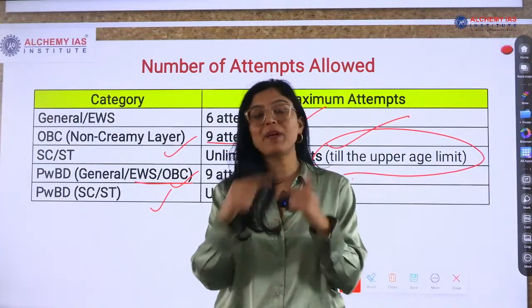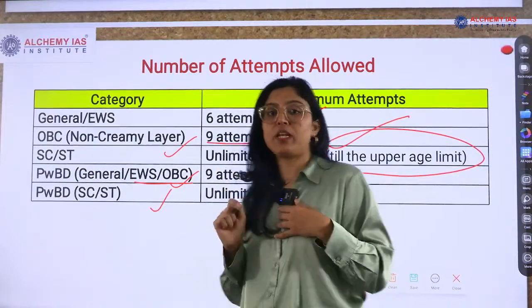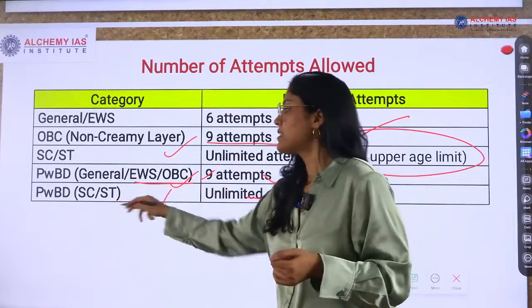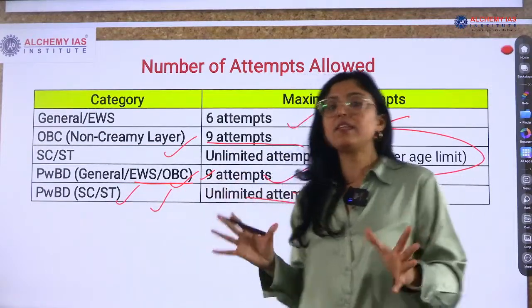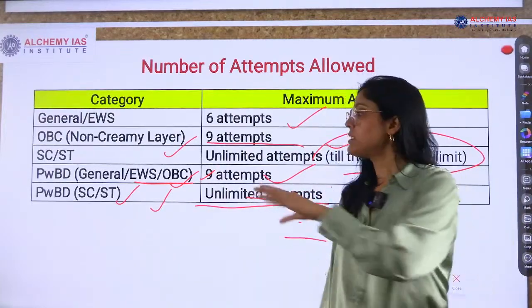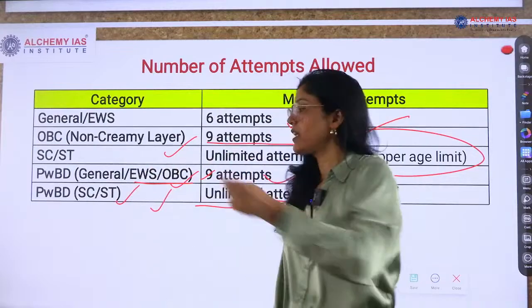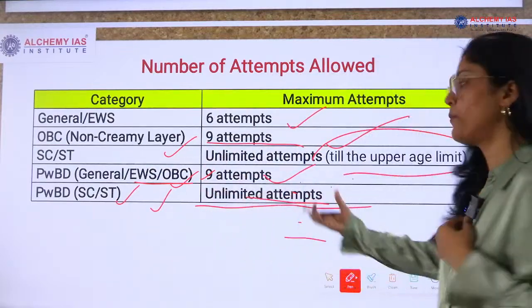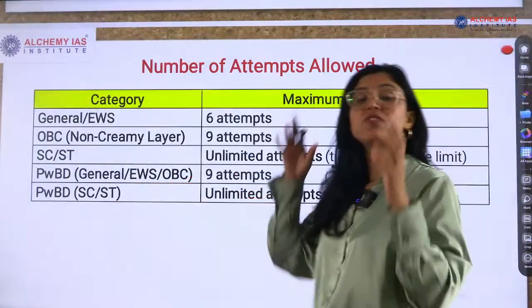I hope you are remembering the age and the number of attempts, but 9 attempts will be given to them. Next is PWBD, SC and ST. So they have unlimited attempts. OBC and these come under one category, and SC, ST come under a different, separate category with an unlimited number of attempts. So this information is very, very important.